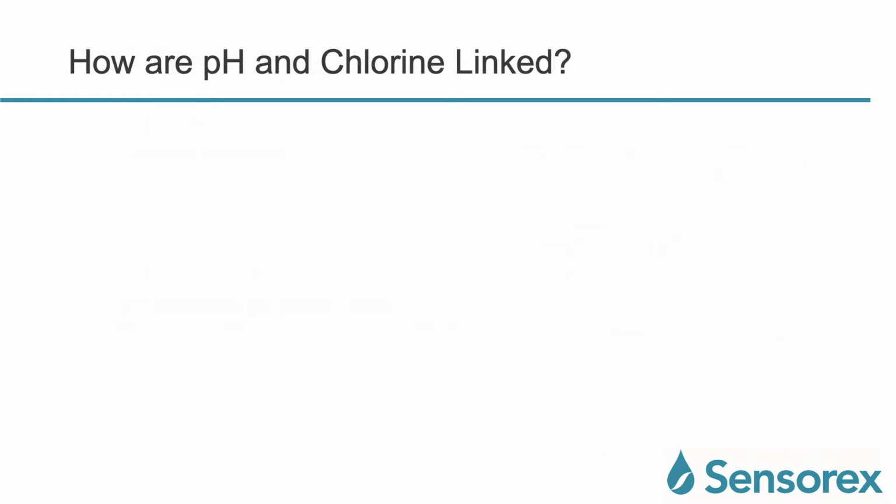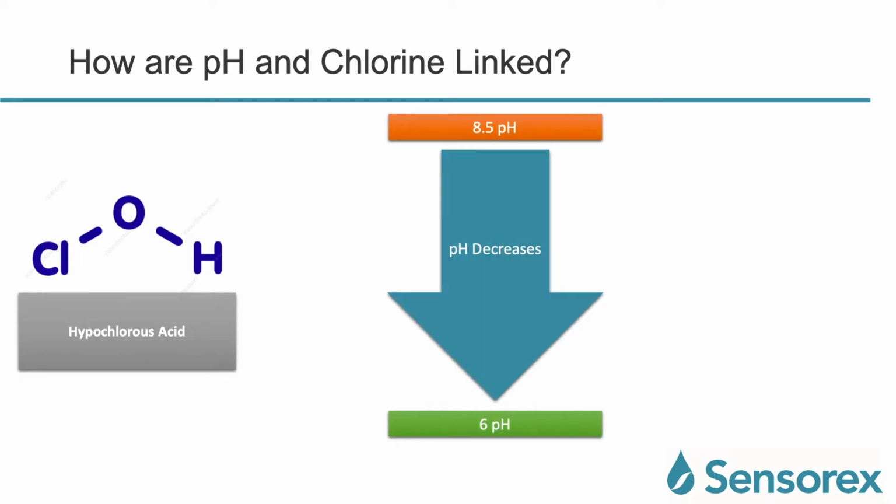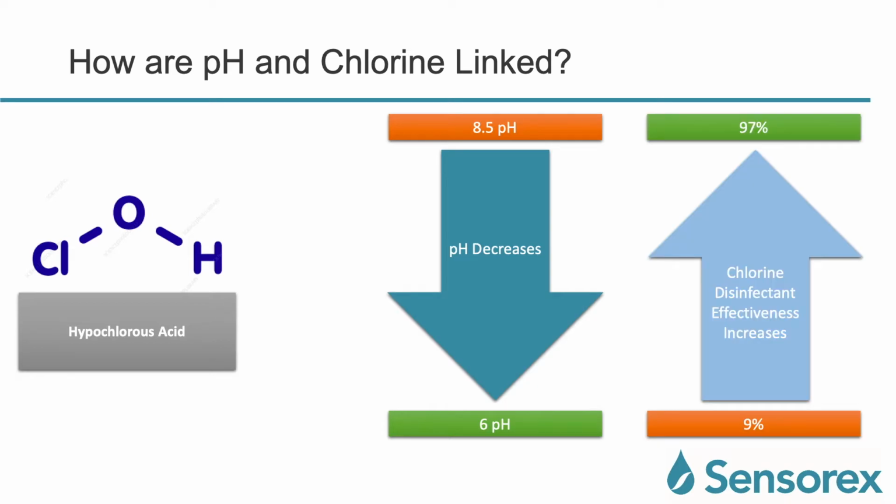Why did I bring up pH? Well, it's because pH and chlorine are linked. Chlorine used for disinfection exists as hypochlorous acid. To simplify, I'm showing the scale between 8.5 and 6. So as pH decreases, the effectiveness of chlorine disinfectant increases.